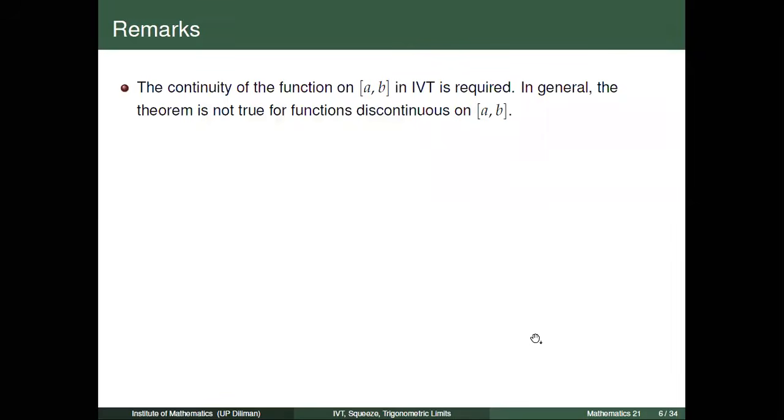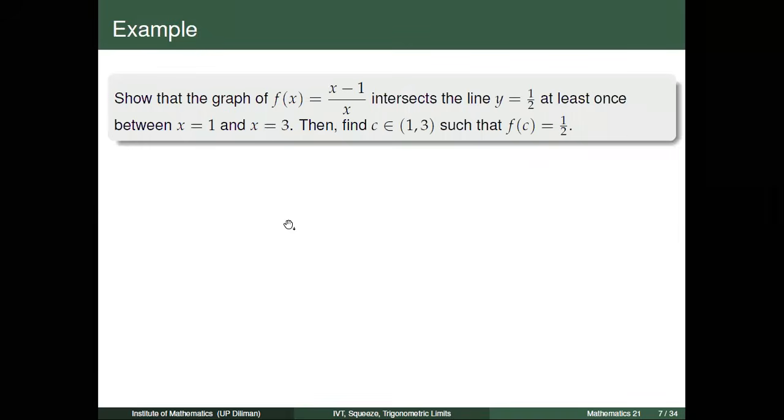Now, note that the continuity of the function on the closed interval [a, b] is required. If it's not continuous, then the graph of the function may avoid the line y equals k in our illustration earlier. So in general, the theorem does not work for discontinuous functions. Also, the value of c in the conclusion of the theorem may not be unique. No? If the function is continuous, the graph may intersect that line y equals k more than once. Let's have an example.